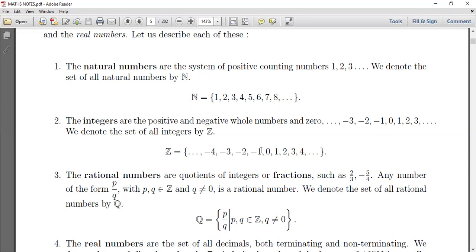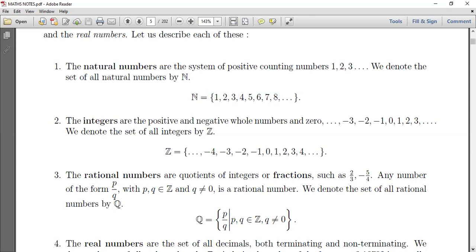And from -1 going to negative infinity, they are negative integers. Then from 1 going to positive infinity, they are positive integers. Then 0 has no sign. It's neither positive nor negative. And positive integers are natural numbers. Okay. So when we talk about natural numbers, we are talking of positive integers. You can see that natural numbers are a subset of integers.